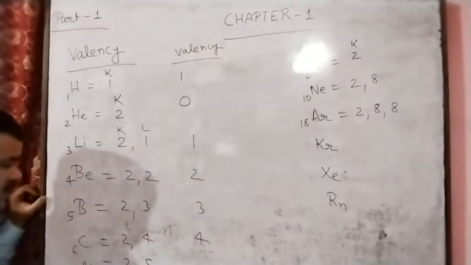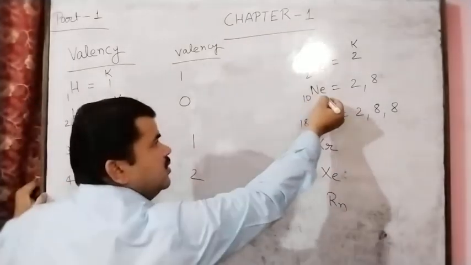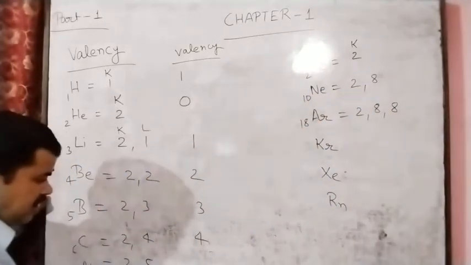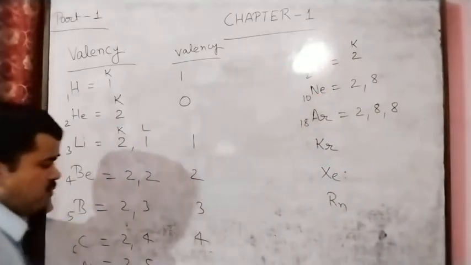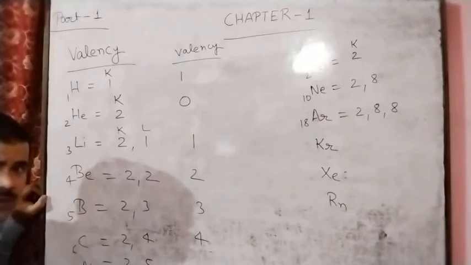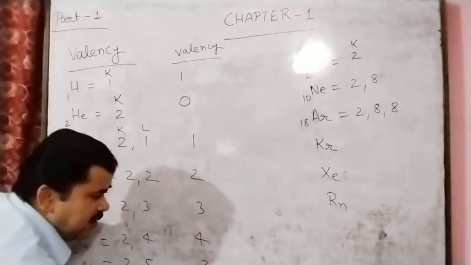If you take nitrogen, it is 2, 5. This is nearest to neon, 2, 8. So it requires 3 electrons to complete the neon electronic configuration, 2, 8, and here it is only 2, 5. 3 electrons are required, so it will gain 3 electrons. So the valency will be 3.